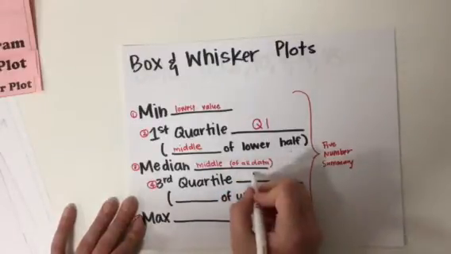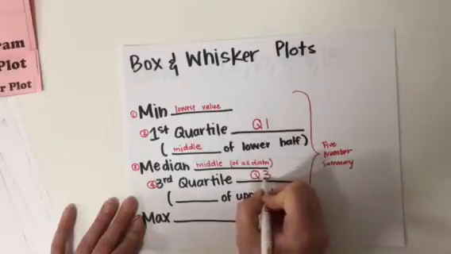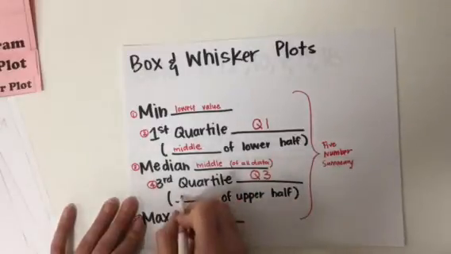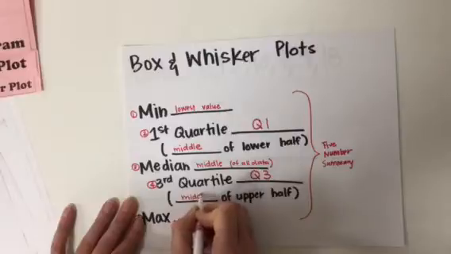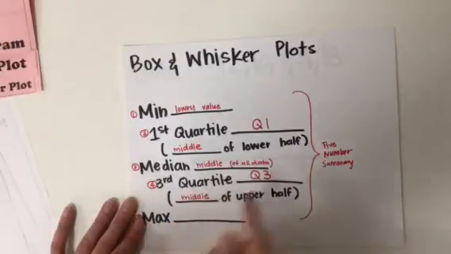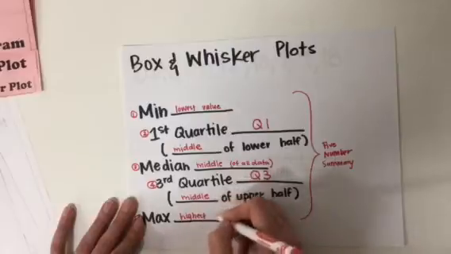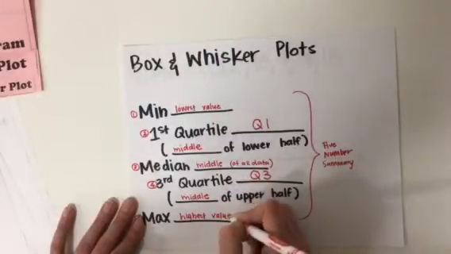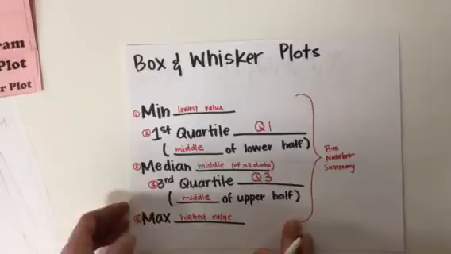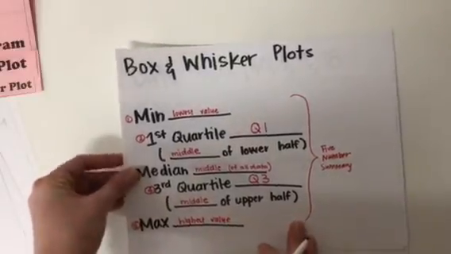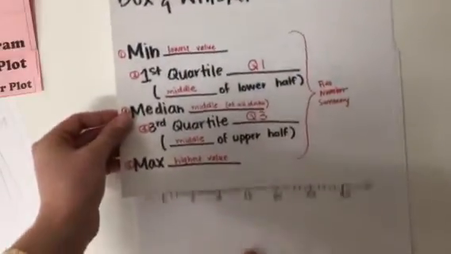The third quartile we refer to as Q3, and it is the middle of our upper half of data. And then finally, our max is the highest value. We will need this information in order to make our first box and whisker plot.